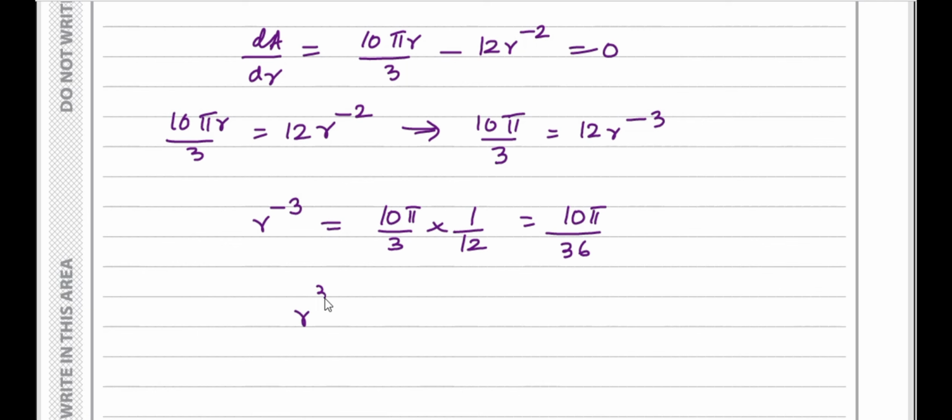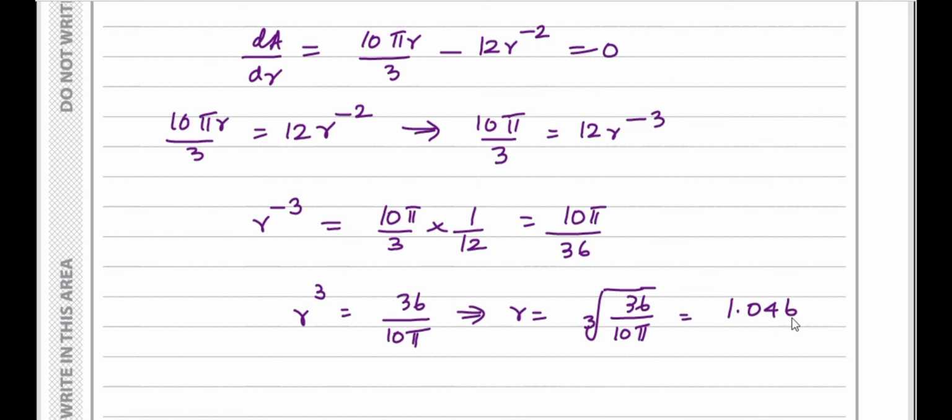Hence, r cubed will be equal to, flip this over, 36 over 10 pi, leading to r equals cube root of 36 over 10 pi, and putting this into the calculator we get 1.046 meters or 1.05 meters to 2 decimal places.